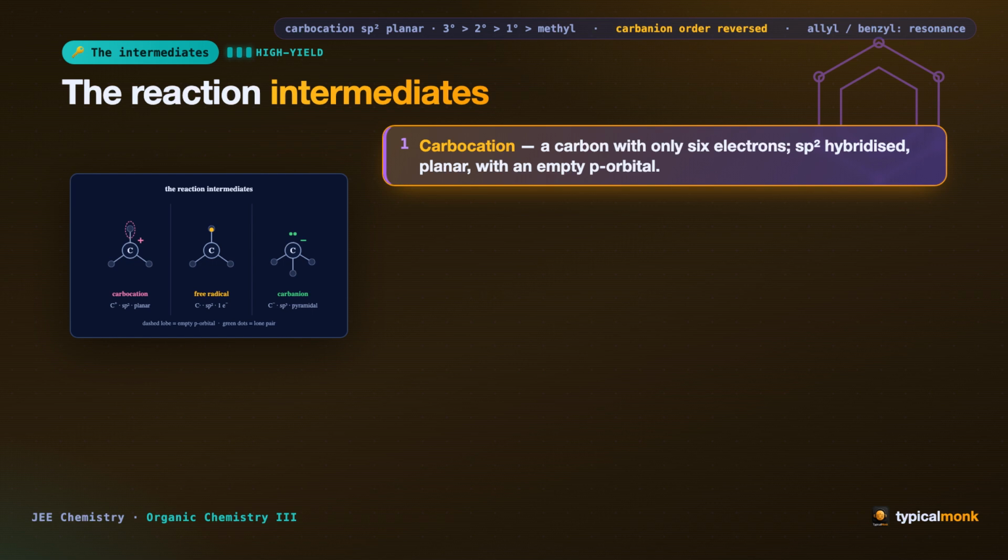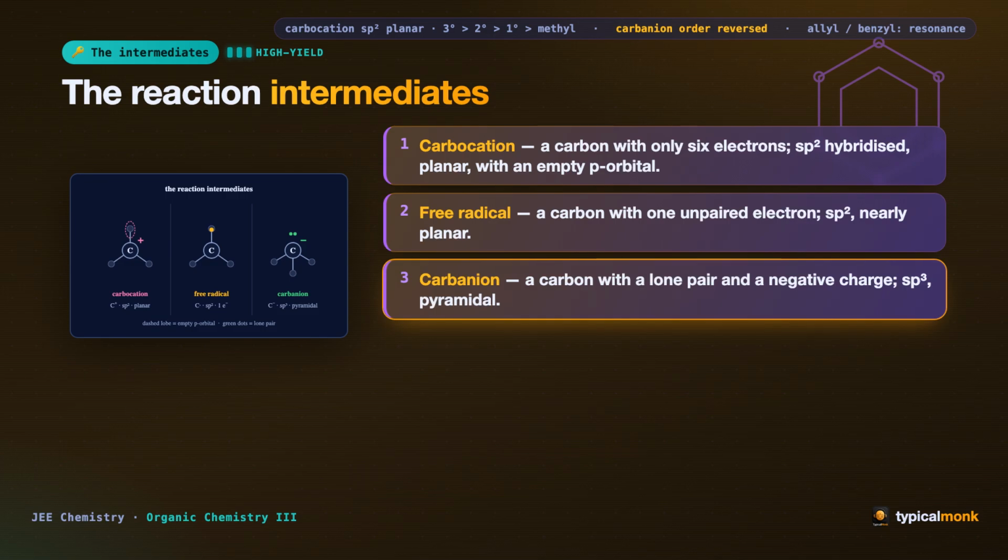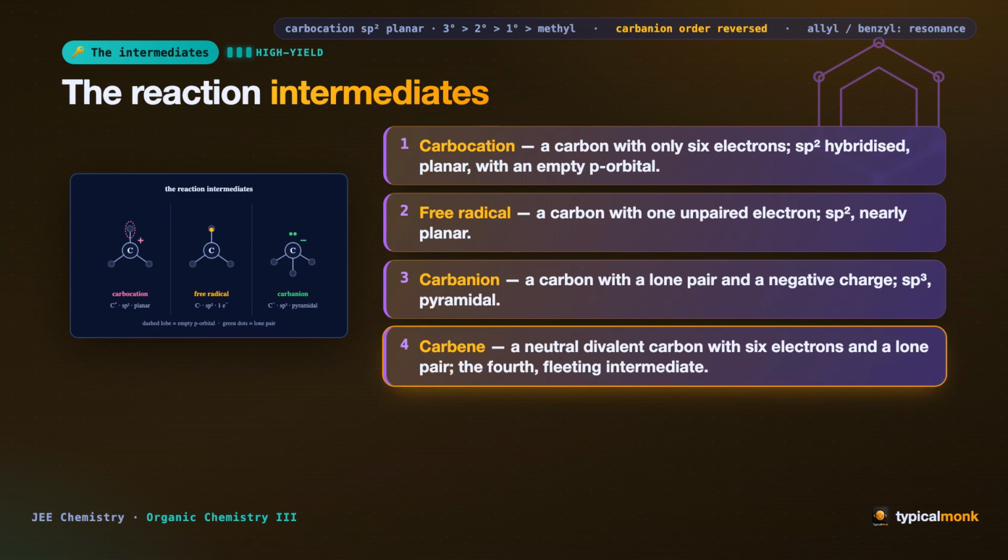The reaction intermediates. The carbocation, a carbon with only 6 electrons. It is sp2 hybridized, planar with an empty p orbital. The free radical, a carbon with 1 unpaired electron, sp2 and nearly planar. The carbanion, a carbon with a lone pair and a negative charge, sp3 and pyramidal. The carbene, a neutral divalent carbon with 6 electrons and a lone pair, the 4th fleeting intermediate.